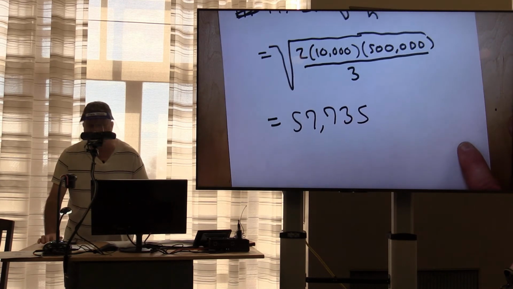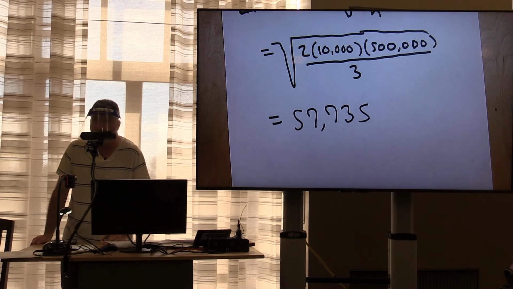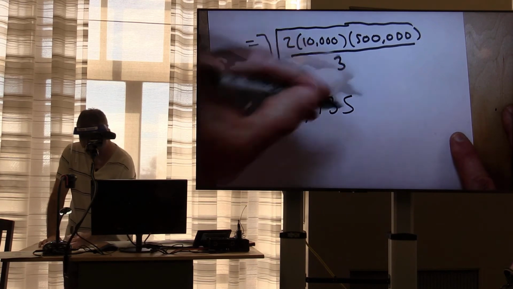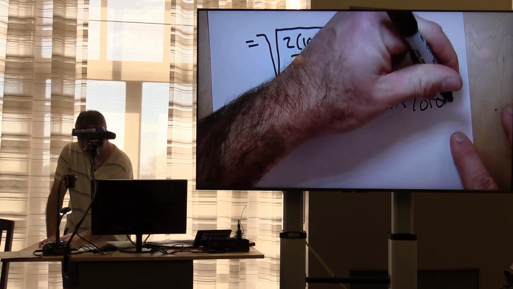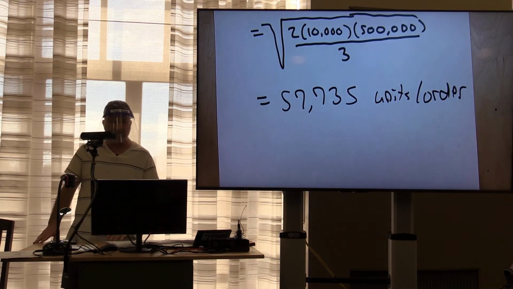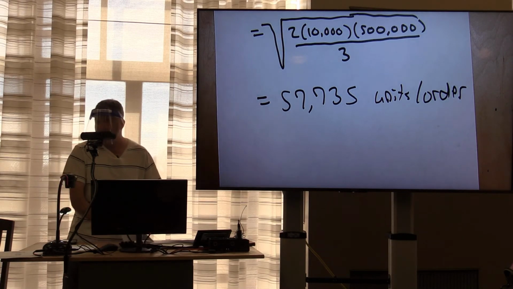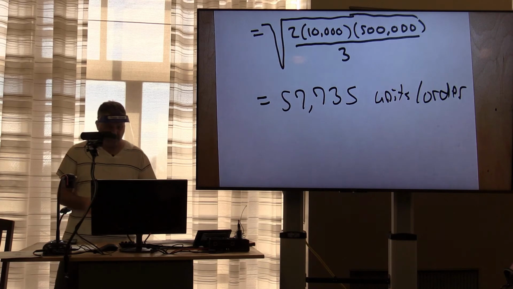57,735. What does that refer to? What are the units there? Units per order. Every time we place an order, we'll order in 57,735. And of course, in reality, what you may just do is say 57,750.